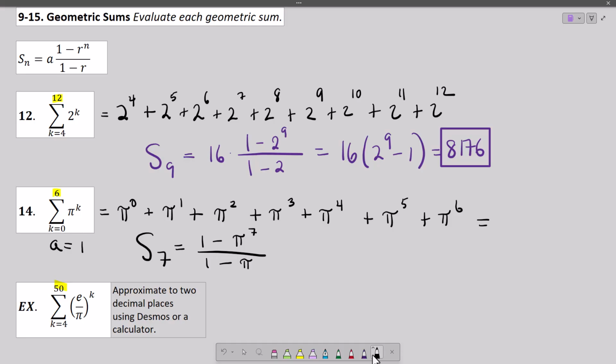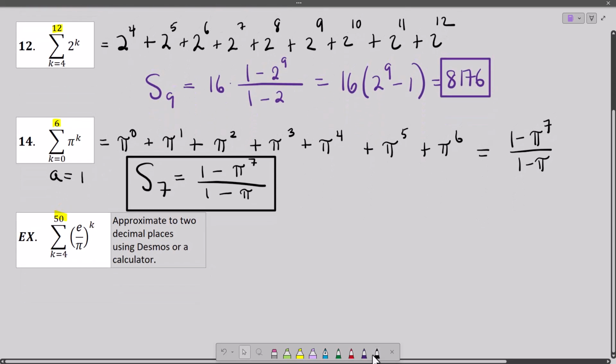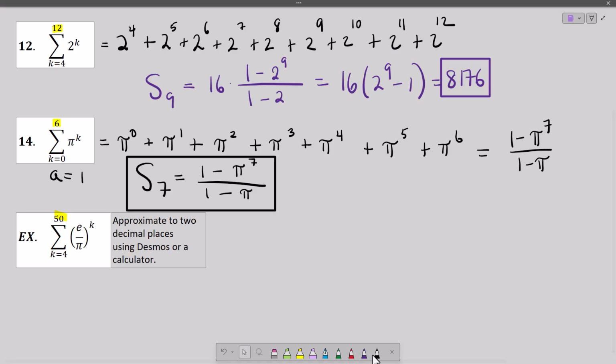And now, we never approximate unless we're asked to. So that is what S sub 7 is. That's the sum of this series, this finite series. Unless it says to round, we would just leave it like that. The only time we round is if the instructions say find an approximation. So this is an exact answer.